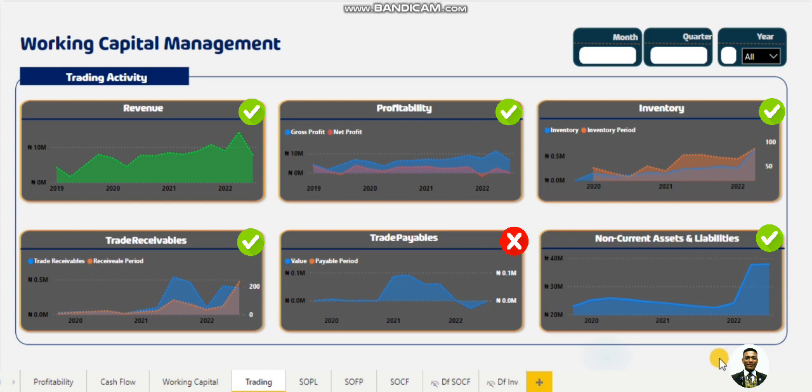So indeed, Power BI once again has helped us get actionable insights into this business. We now see where the problems are coming from. We've seen overtrading as a factor, and as overtrading, we've seen that the business does not have efficient control. They're spending too much on operating expenses. They're trying to meet up demand. Their inventory management and trade payable management is poor and will need to be worked on. So the management is advised to take action accordingly.